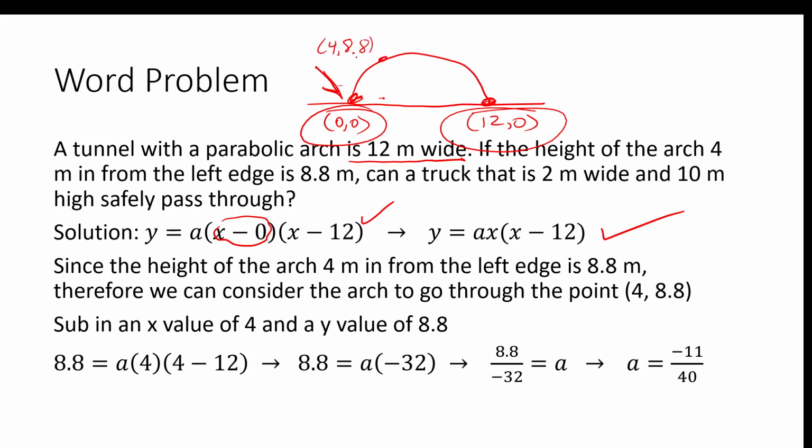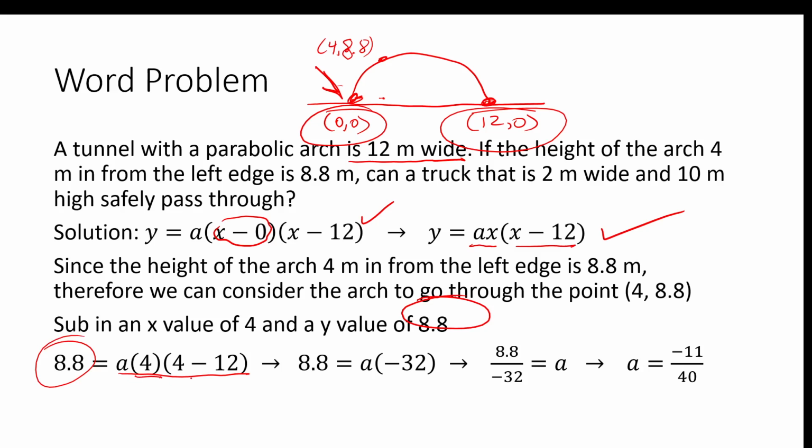So we have the point (4, 8.8) that we know about that we haven't used yet. So we're going to sub in an x value of 4. So we'll get a times (4 minus 12). And we're going to sub in a y value of 8.8, which is right here.